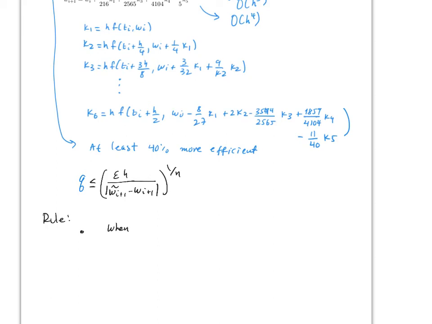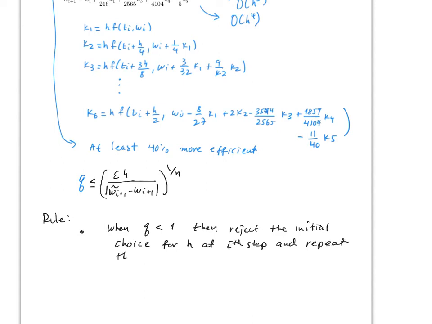So if you compute the value for q and q is less than 1, then you're going to reject the initial choice for h, add the i step and repeat the calculation now using the new step size that is going to be q, whatever q you got, times h. So this is going to be the new step size.